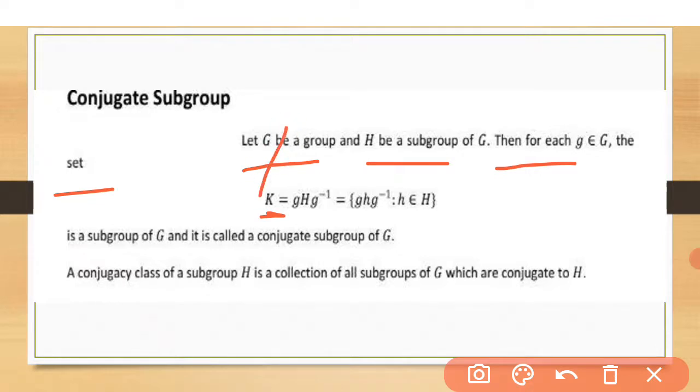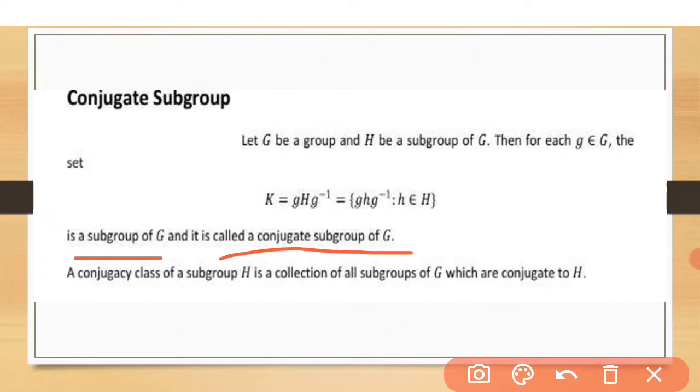K is the conjugate of H and H is the conjugate of K, and conjugate elements or groups look like this: g h g inverse, where h belongs to H and g and g inverse belong to G, is a subgroup of G. This K will be a subgroup of G and it is called the conjugate subgroup because we have taken the conjugate of its elements.